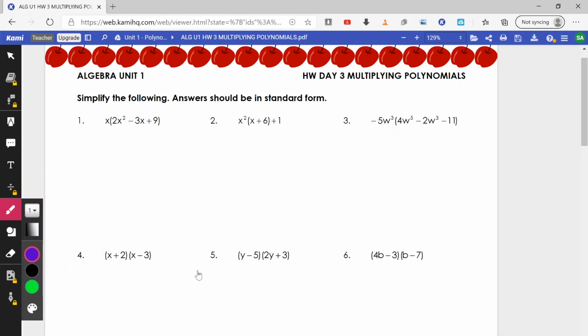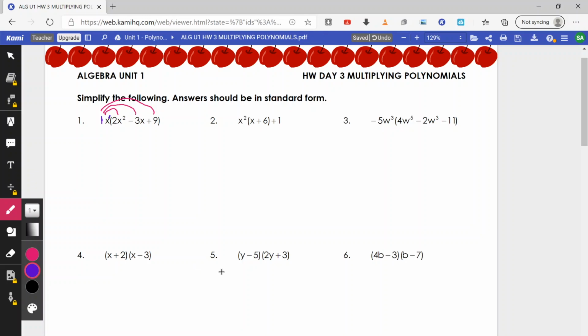But on the outside, I can multiply the x times everything inside. So the x will be distributed. So x times the 2x squared, x times the minus 3x, x times the positive 9. X times 2x squared. Again, no number in front of x, so I can automatically presume there's the number 1 out front. Same with the exponent. I don't see an exponent, so we can use the magic number 1.